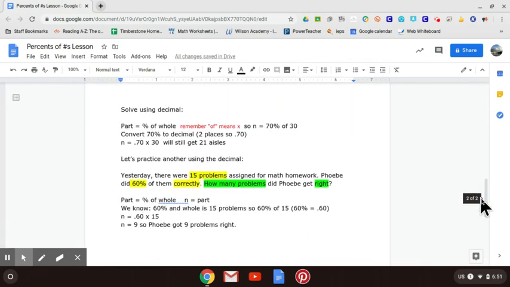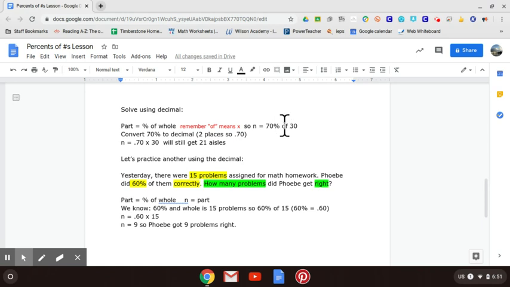I can use a decimal as well. When I use a decimal, and you might see this as use an equation, that looks like my part is equal to the percent of the whole. And we remember of means multiply. Whenever I'm doing my percent, I'm usually going to change it to a decimal. When we're on our Hangout, I'll show you on a calculator how we switch it.